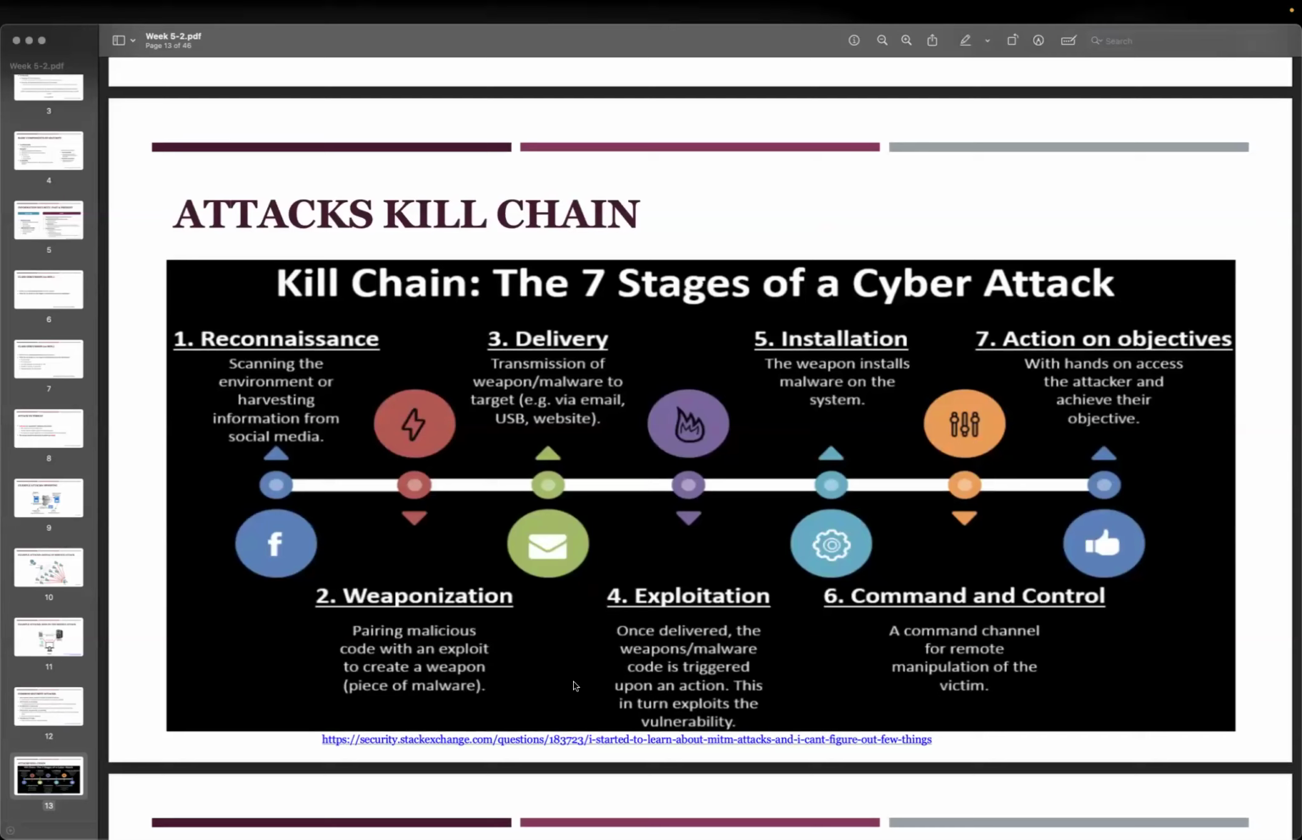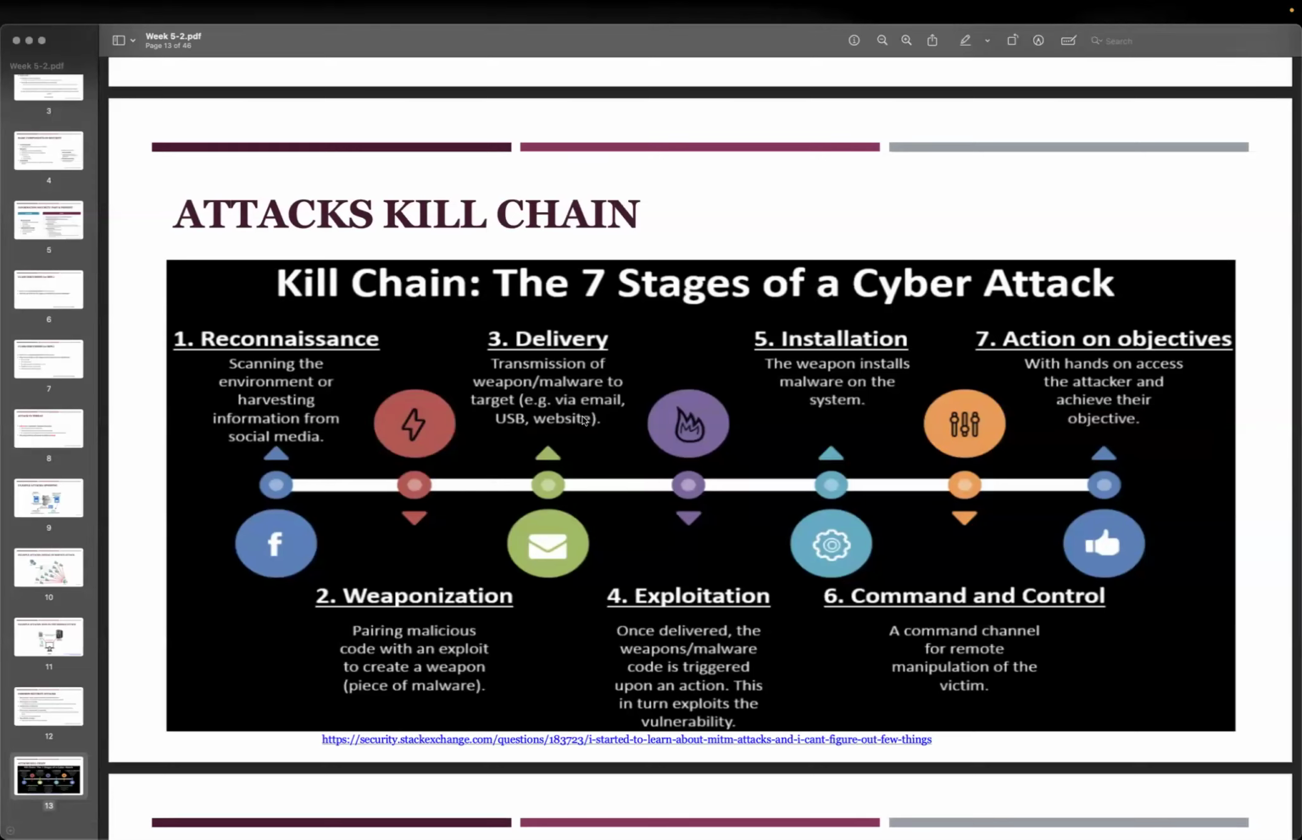And for attacks, there is the kill chain, which has seven stages of a cyber attack. First is reconnaissance, where they scan the environment or harvest information from social media. Then weaponization, where they prepare the malicious code or create some malware. Then they try to deliver it, sending it to your target maybe through an email, a certain website, or a USB.